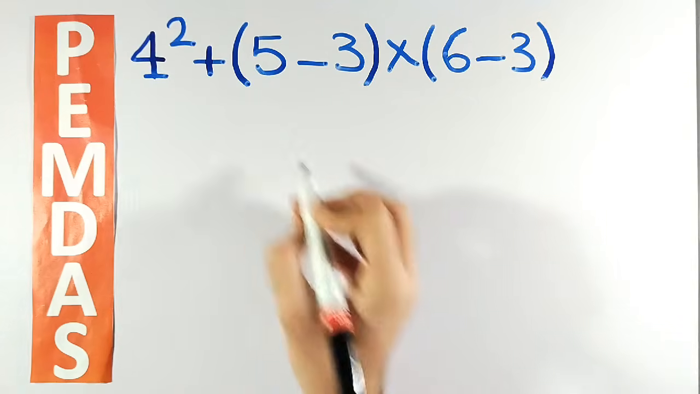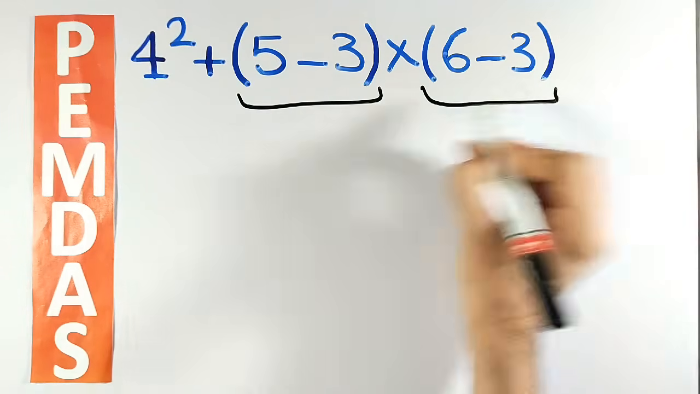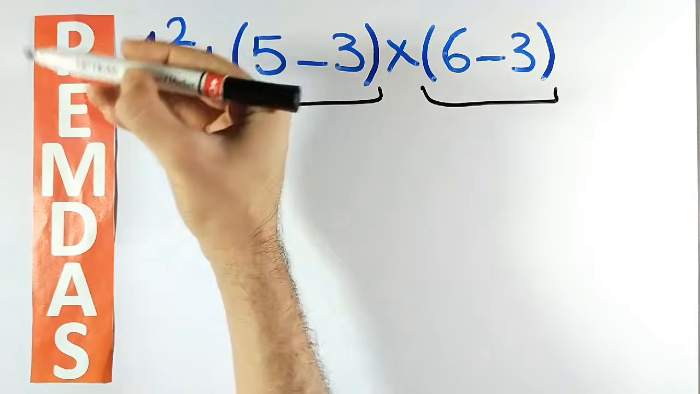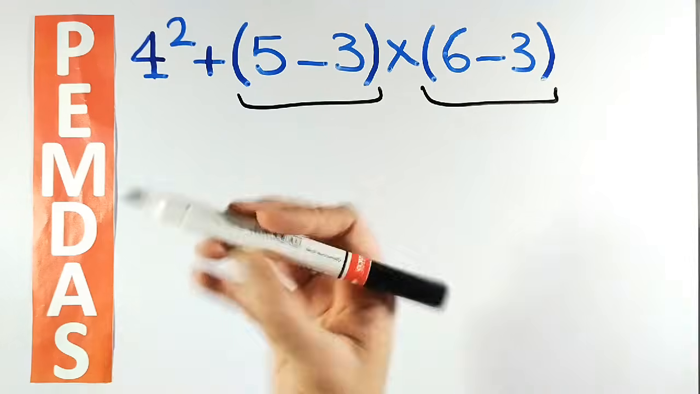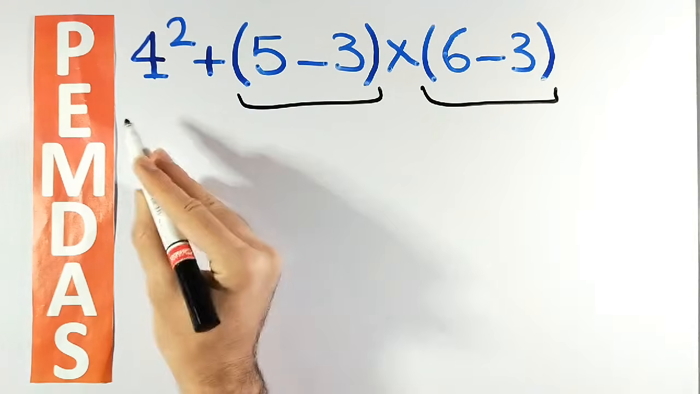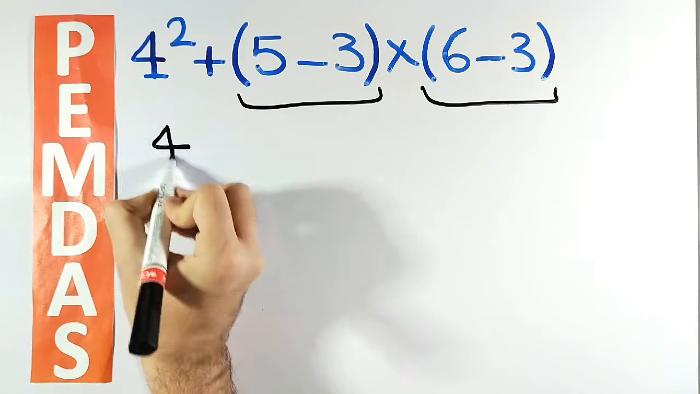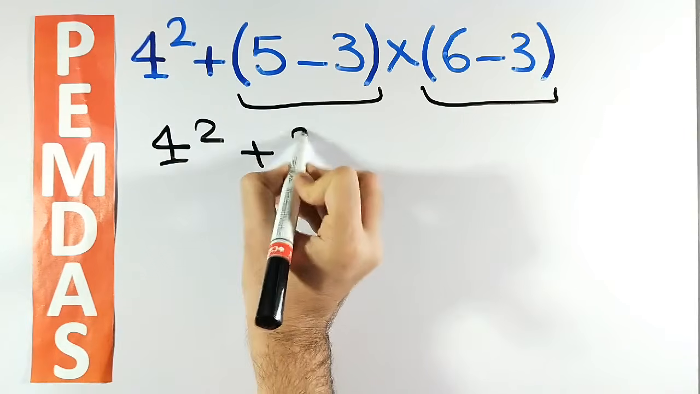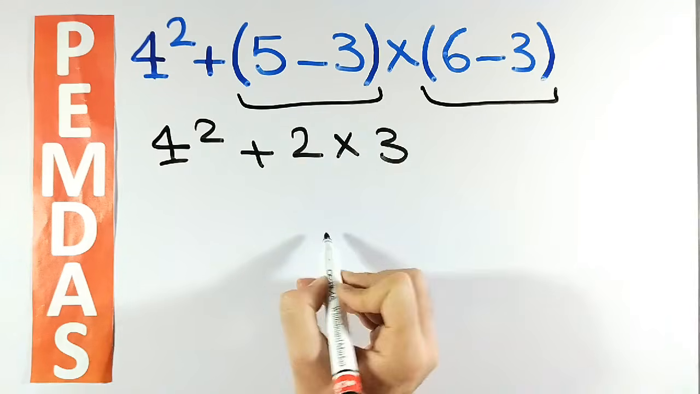According to the PEMDAS rule, first we go for the parentheses, because parentheses, or P, have higher priority than the other operations. So, instead of this expression, we can write 4 squared plus 2 multiplied by 3.